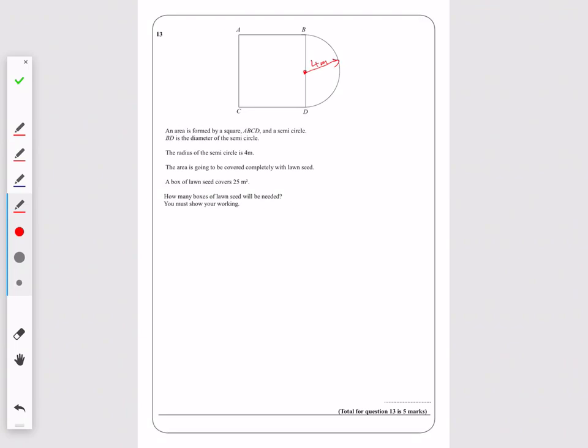So we need to work out the area of this shape. Now, if the radius is 4, that means that this distance here is 4, and so is this. So altogether, the diameter of that circle would be 8, and because this is a square, that would be 8 too. So the area of this square is 8 times 8, which is 64 metres squared. And then the area of a circle is pi r squared, so pi times 4 squared, because it's the radius, and we've only got a semicircle, so we need to divide that by 2.